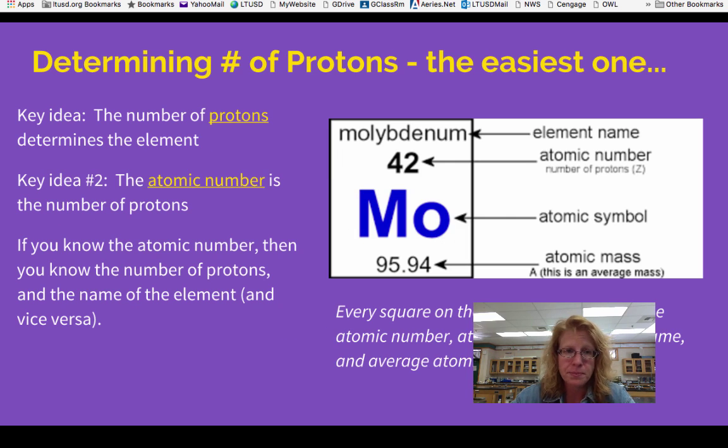So we've got elements, identity, we've got mass numbers and isotopes, and then we've got ions and ion charges for those three different particles. Okay, the easy one, number of protons. Please, I hope you have this, but just in case you don't, remember that the number of protons is the atomic number. Please don't make me say that again.